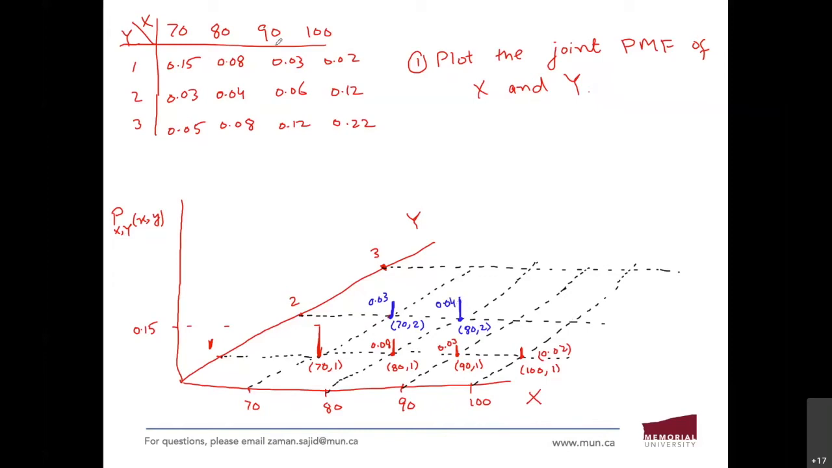Now in terms of x is equal to 90 and y is equal to 2, this is my point here where your x is 90, your y is 2. The value is 0.06. It will be a little bit larger than the previous one because it is a higher value. So it will be 0.06.